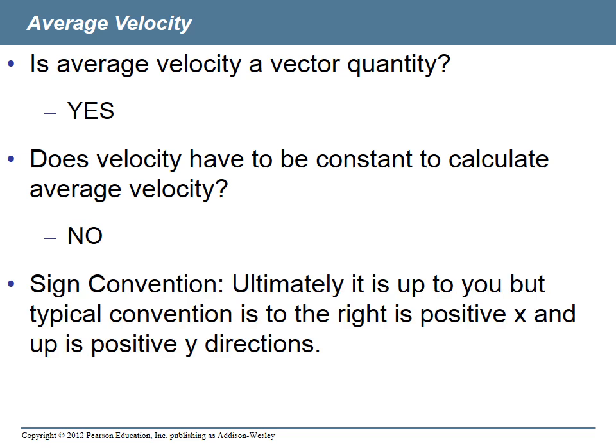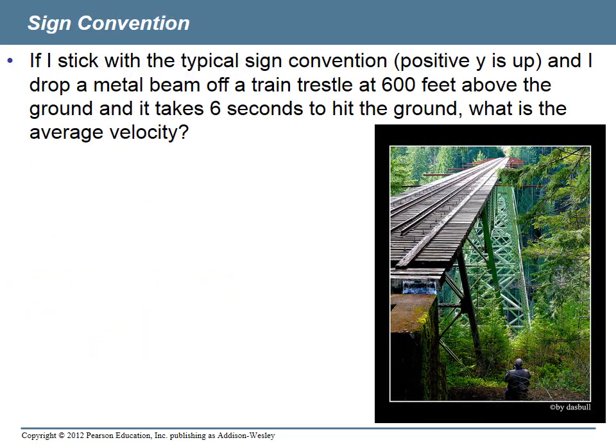The sign convention, like I was noting a minute ago, is ultimately up to you, but your typical sign convention is the same as we would just draw a regular Cartesian coordinate system. Typically, we'll have to the right be positive x and upward be positive y. From time to time, in later chapters, we might choose to the left to be positive or down to be positive, but the typical sign convention is just like a Cartesian coordinate system.